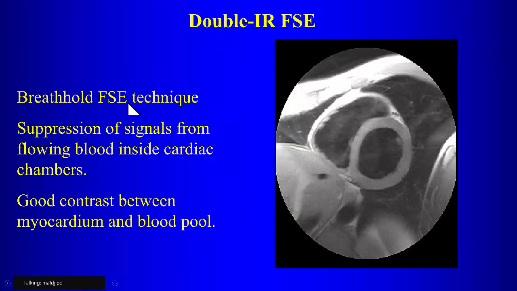So what's the bottom line? This is a breath hold fast spin echo technique. It suppresses the signal from the flowing blood, and then that blood goes into your imaging slice, and it provides very good contrast between the myocardium and the blood pool. Okay?